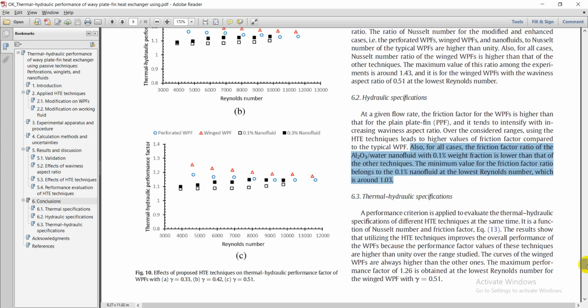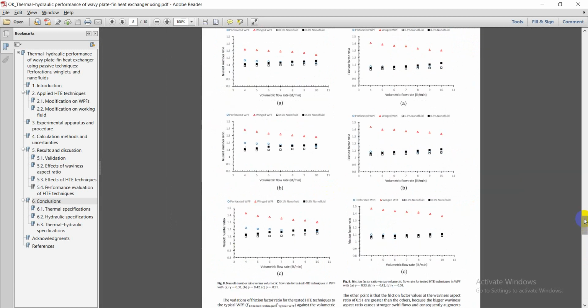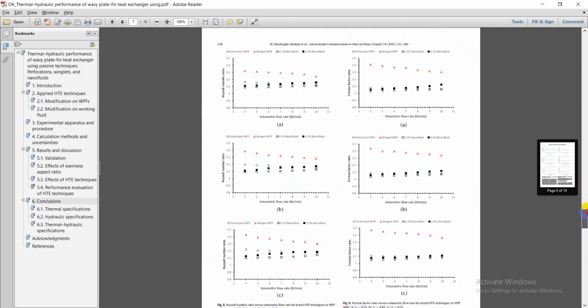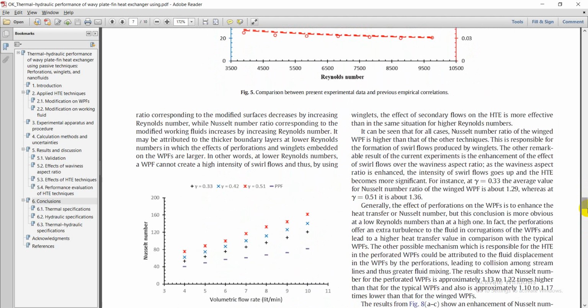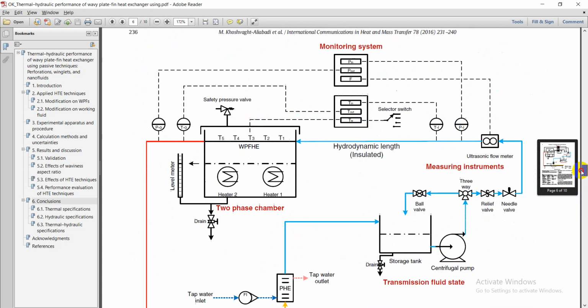If you think also this information is not enough to review this article, you can go to the figures. For example, I will start from the first figure of the results. Where is it? I think this one. You can see this is Nusselt number. I can say here from this figure that the highest Nusselt number was obtained with the 0.51 of the wavy.